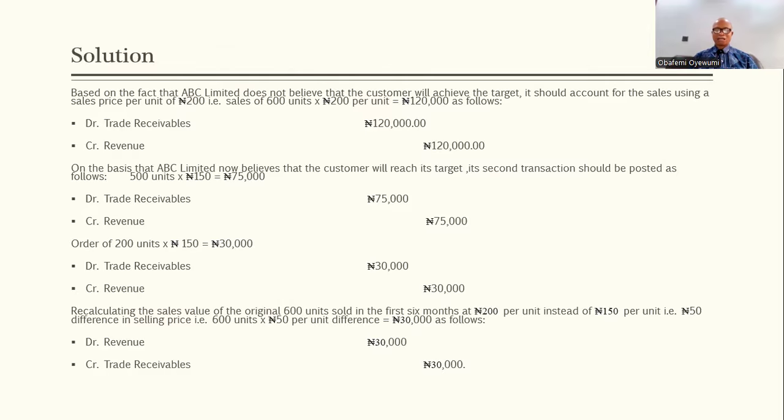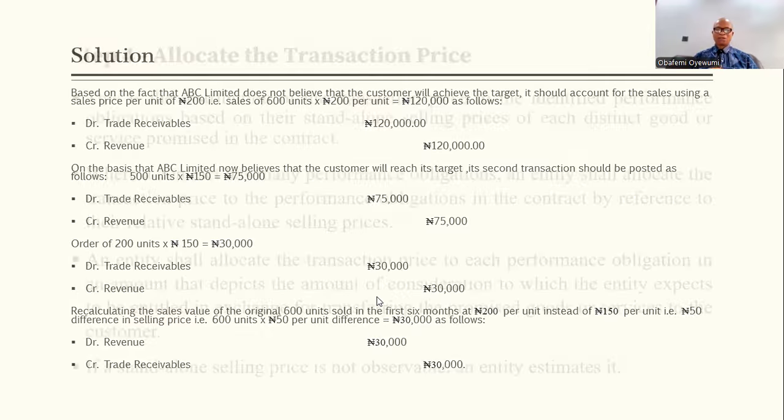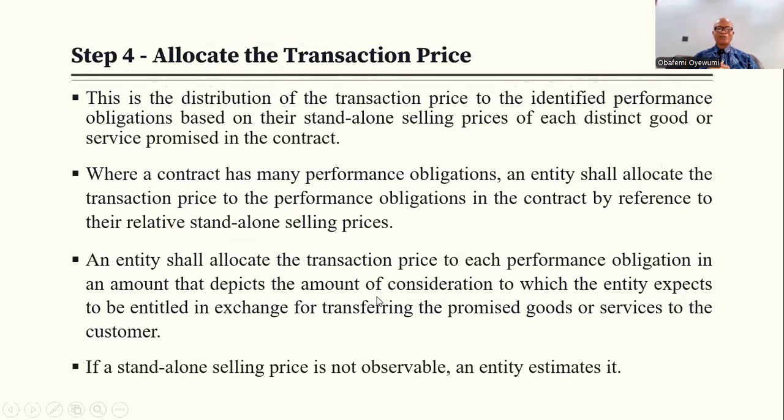Now let's look at the fourth step. What's the fourth step? Allocate the transaction price. This is the distribution of the transaction price to the identified performance obligations based on their standalone selling prices of each distinct good or service promised in the contract.